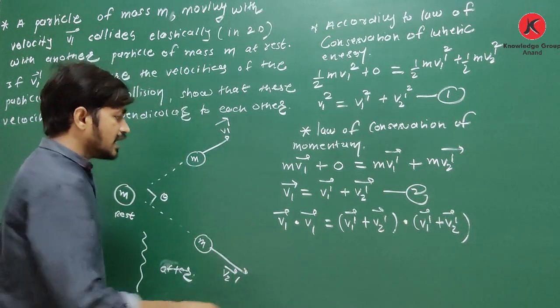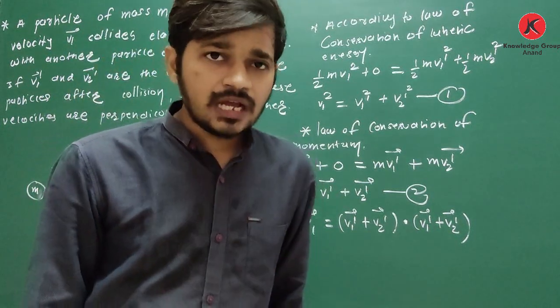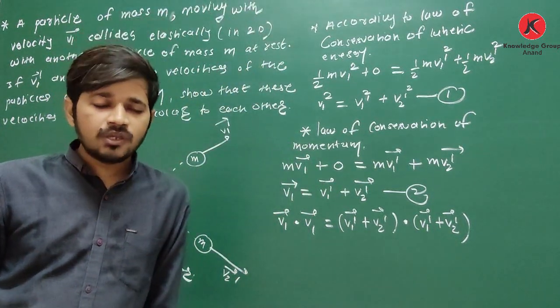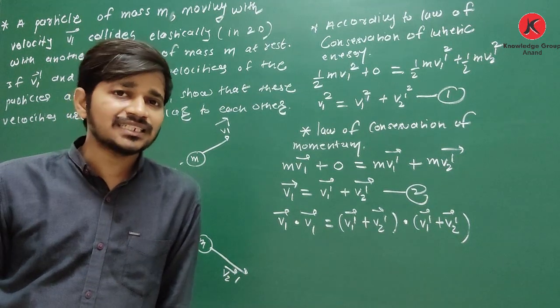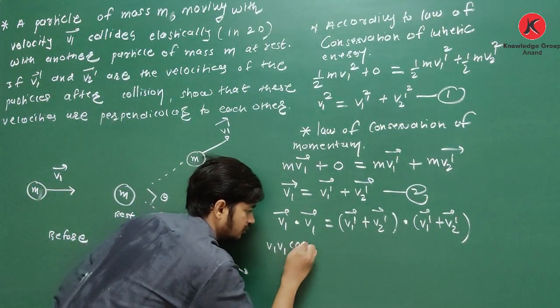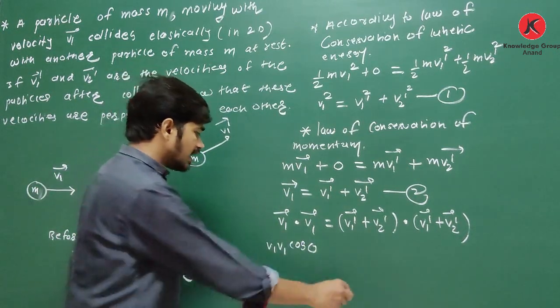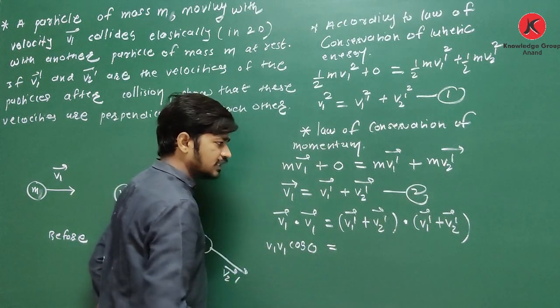So how to write? What is a dot b? A dot b is equal to AB cos theta, where theta is the angle between A and B. Then how to write this? It is V1 cos 0. Why 0? Because they are the same vectors. Okay.